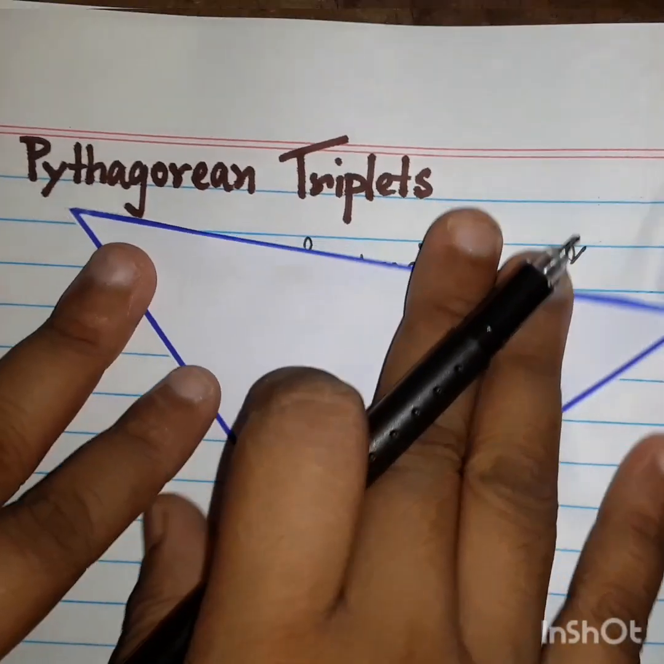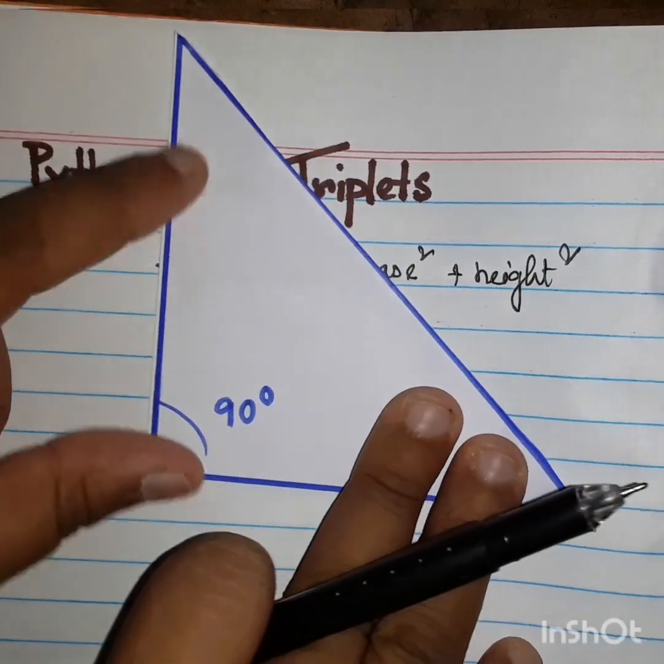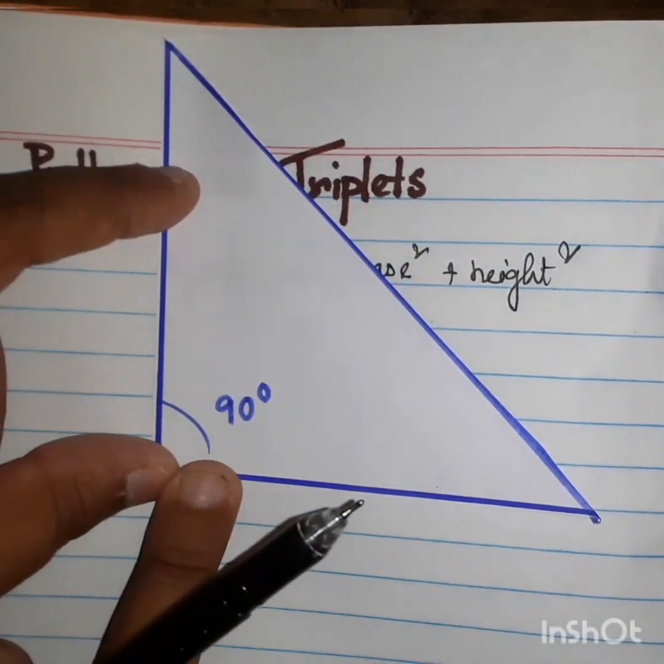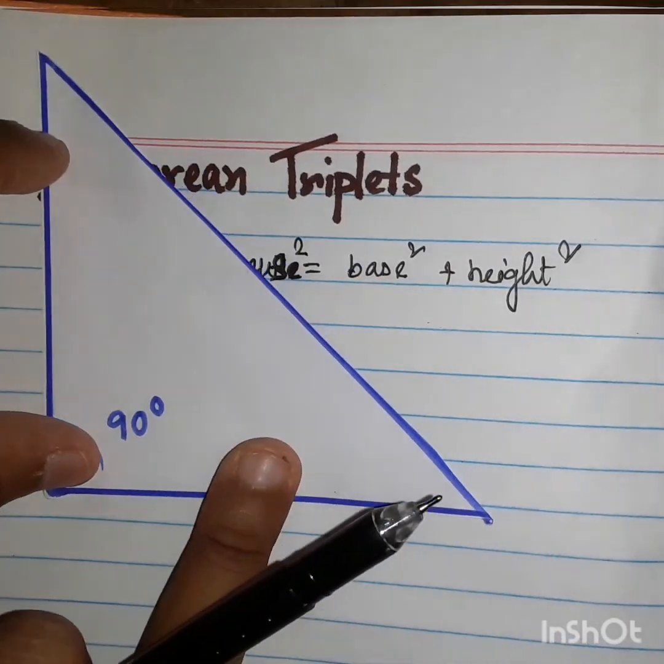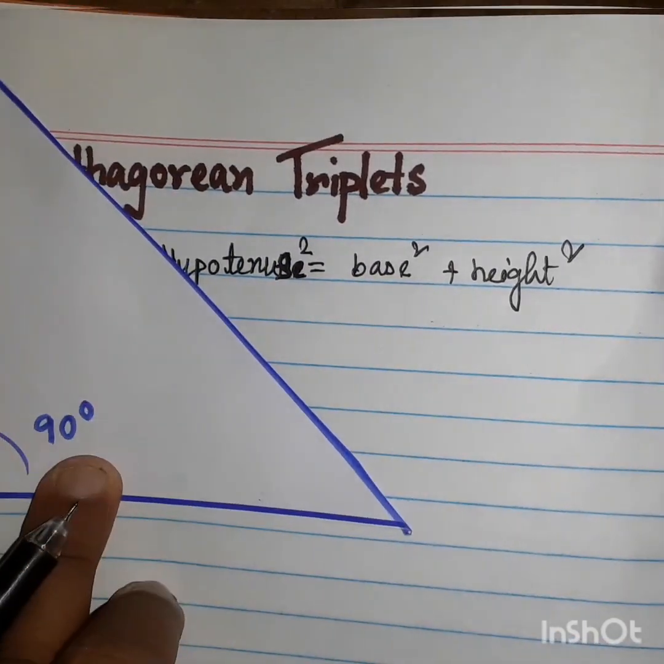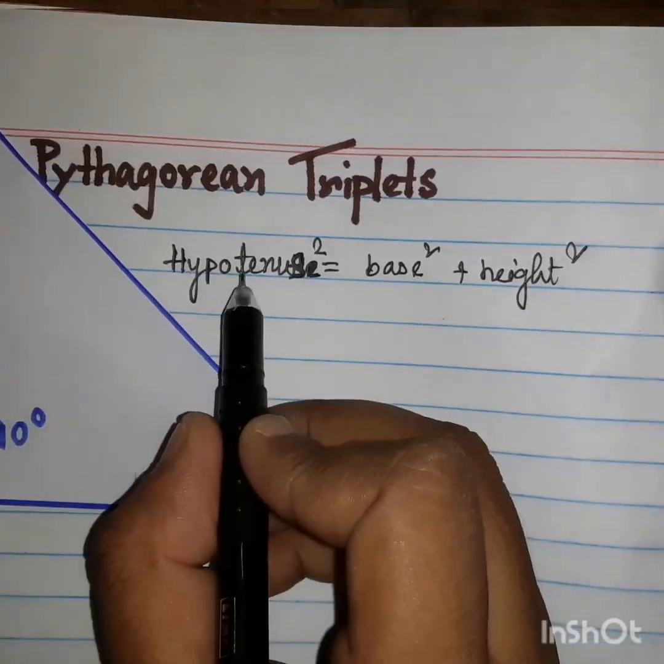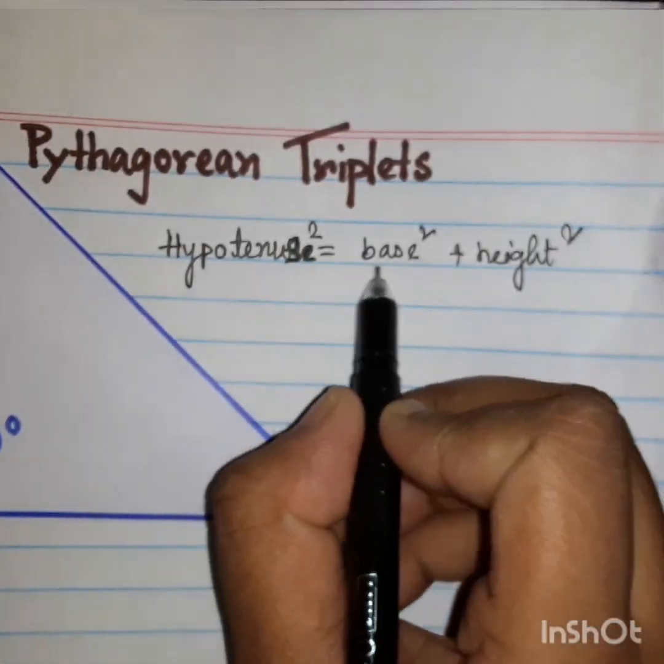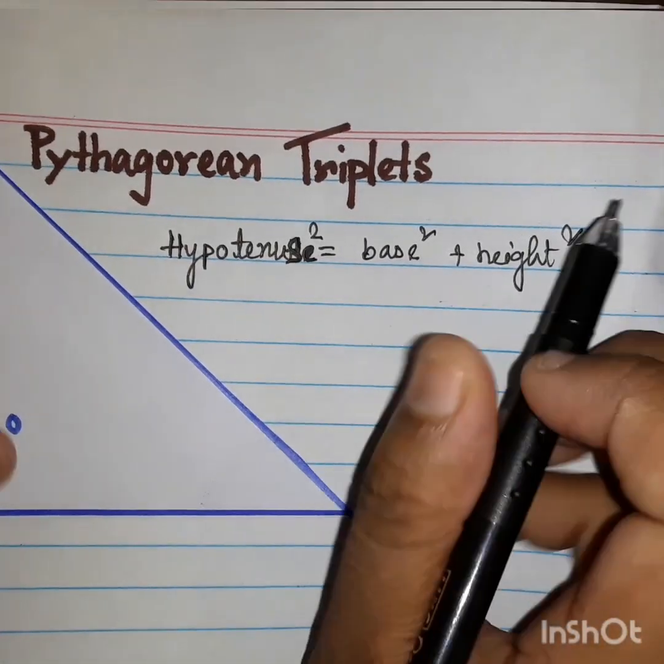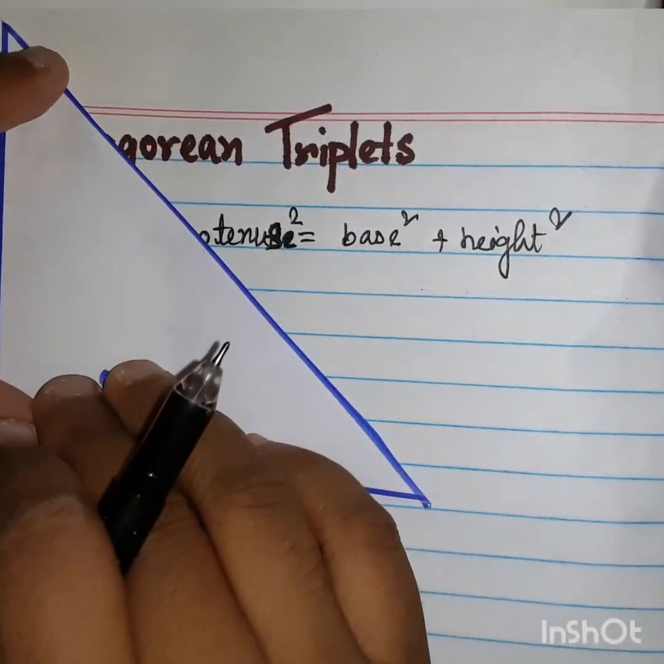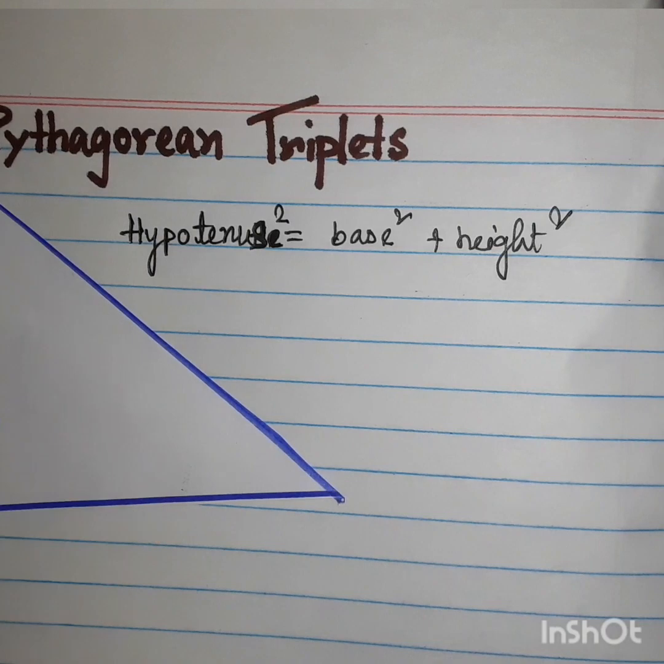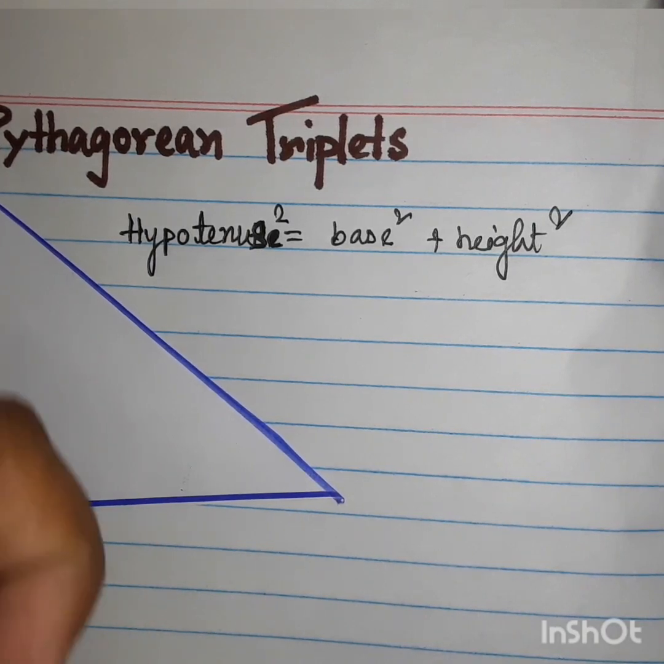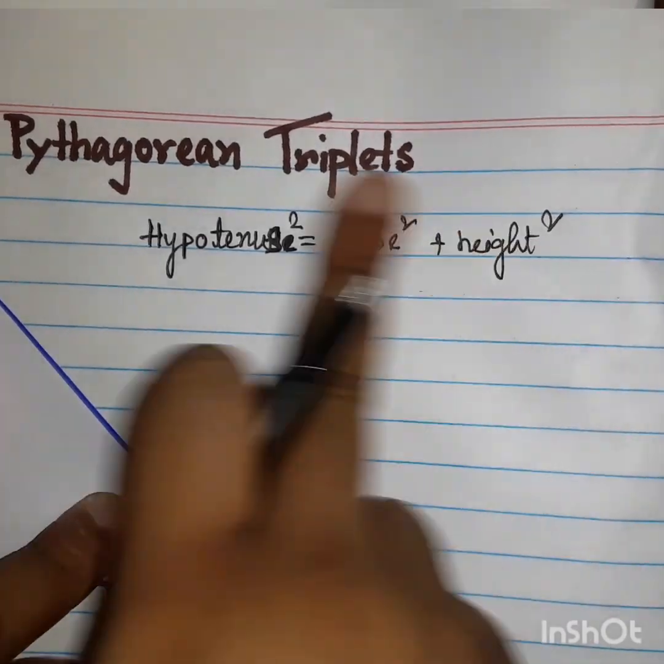Pythagoras theorem, you all know, is applicable for a right angle triangle, and I have drawn a right angle triangle. You must know the law of Pythagoras, that is hypotenuse square is equal to base square plus height square. And you must know one thing, that any three numbers cannot be three sides of a right angle triangle because they must satisfy this rule.